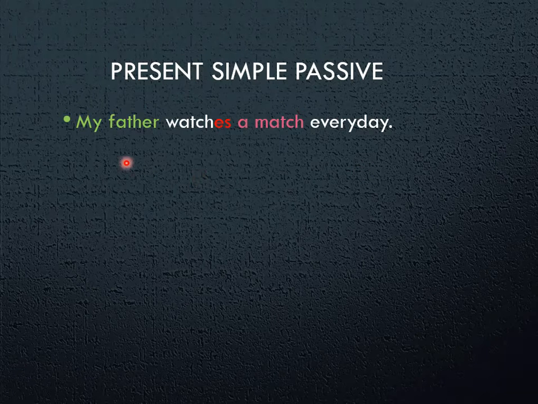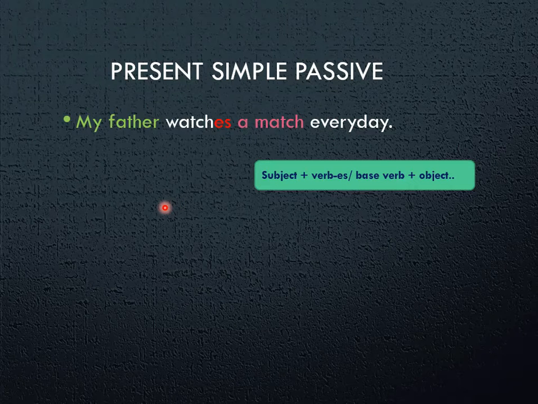We can see three main parts in this sentence. The first part is the subject, and the second part is the verb. The third part is the object, and every day is the time expression or complement of this sentence. This is an active voice sentence, okay? How can we change this sentence?